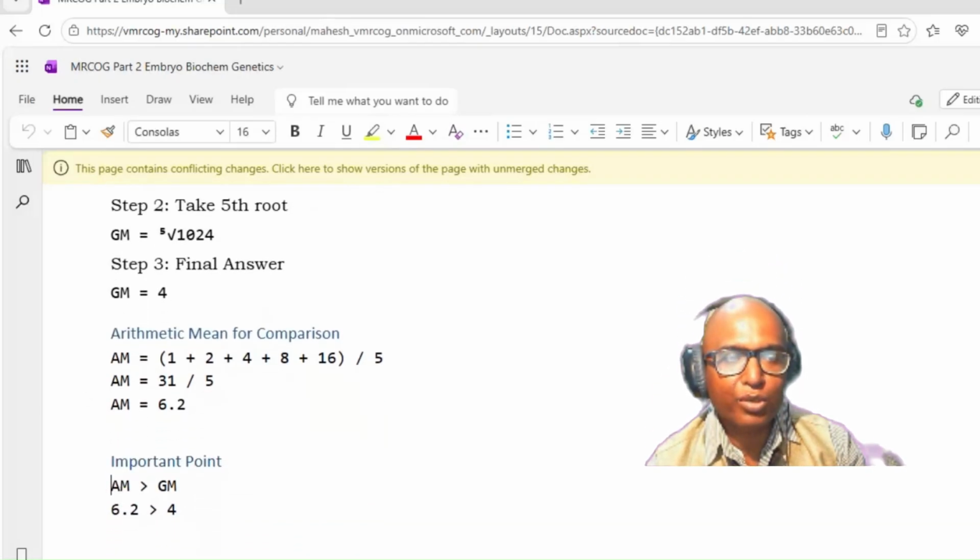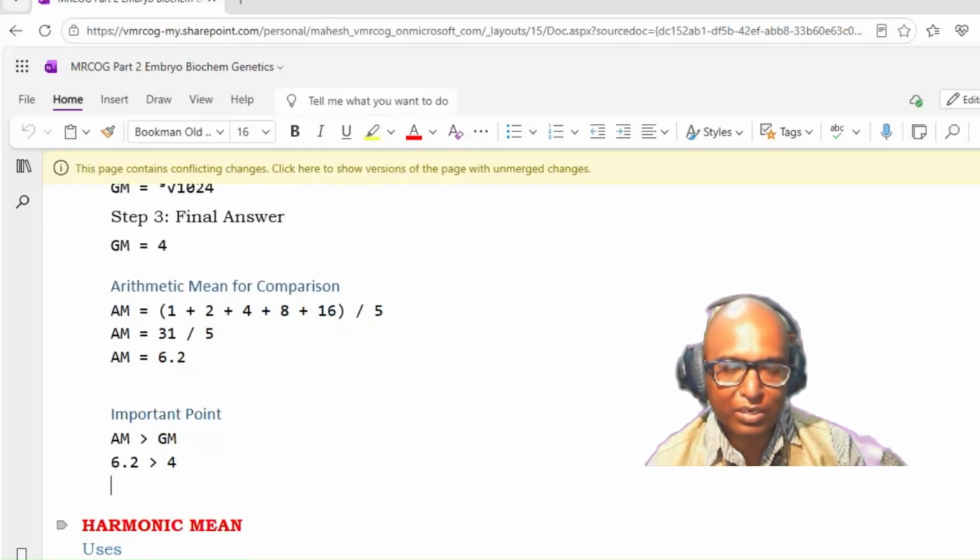One thing you have to remember: the arithmetic mean is always greater than the geometric mean. So you have 6.2, which is greater than 4. When you are given a data set and you calculate the arithmetic mean, it will always be higher than the geometric mean of that particular data set.